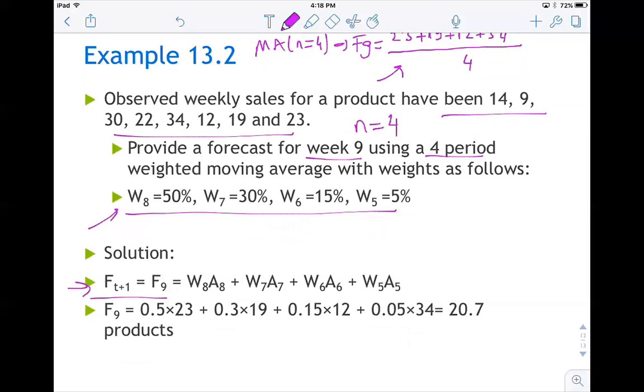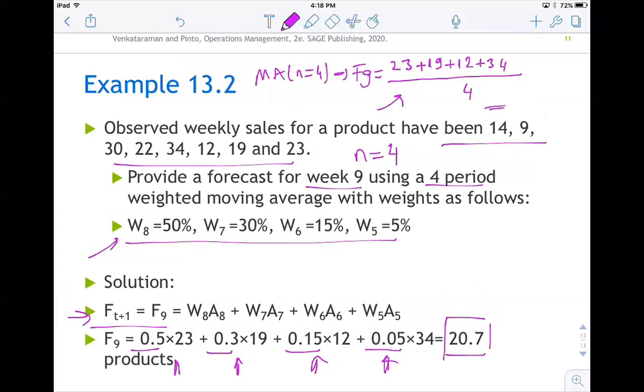So as I said, instead of taking the pure average, if you implement those weights, again, 50% for the most current observation for week 8, 30% for week 7, 15% for week 6, and 5% for week 5. All you have to do is a sum product. First, you have to multiply these percentages with the actual observation values, right? And then you have to add them together. Your weighted average forecast for week 9 turns out to be 20.7. Of course, it's going to be different than this value here.